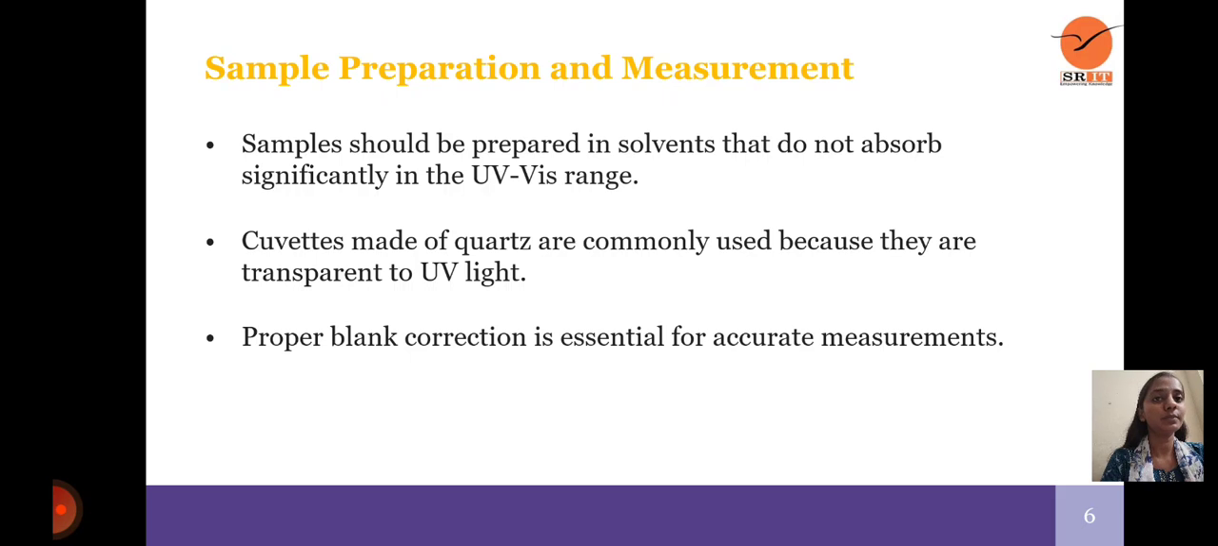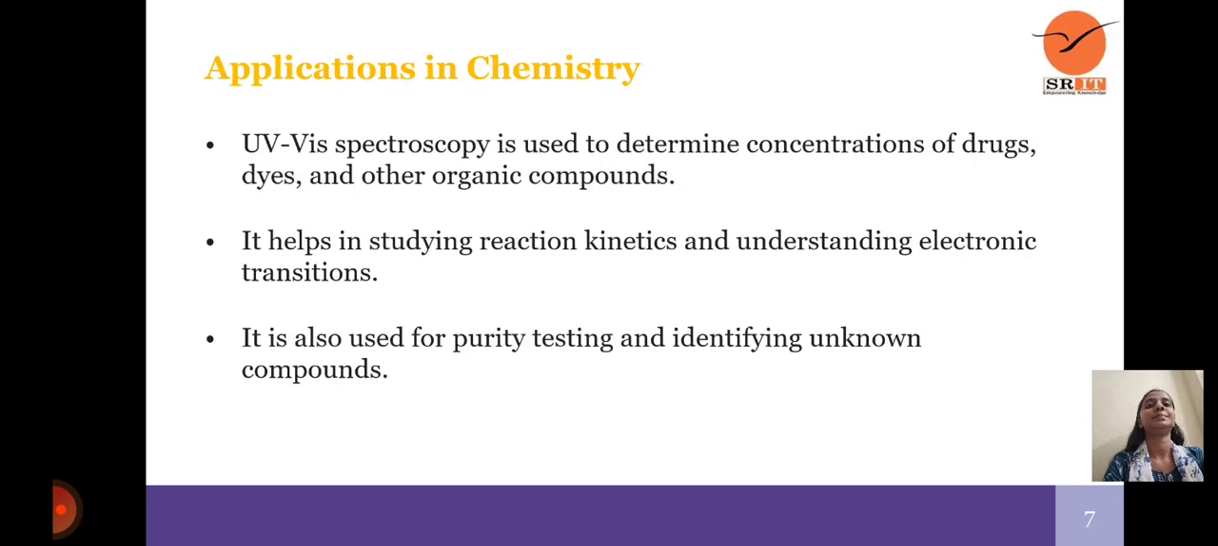UV visible spectroscopy, sample preparation and measurement. Samples should be prepared in solvents that do not absorb significantly in the UV visible region. Cuvettes made of quartz are commonly used because they are transparent to UV light. Proper blank correction is essential for accurate measurements.